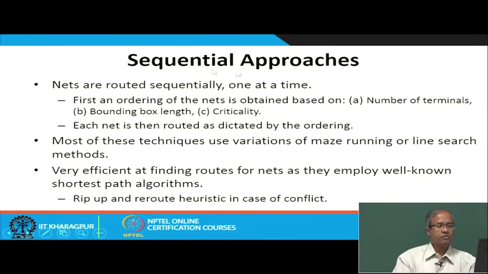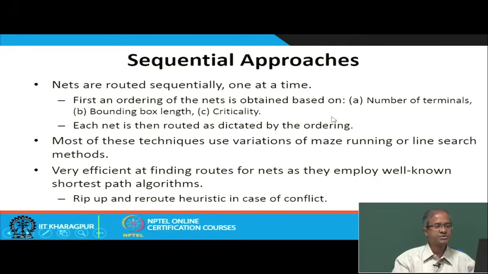Now, you can follow a sequential approach like this. Given a set of nets, assume that the nets are all two terminal in nature. In every net, you are trying to connect 2 points. That is a net. So, you can order the nets and handle them sequentially, one at a time.